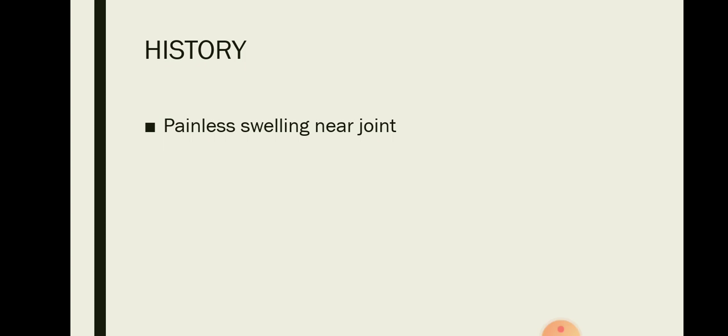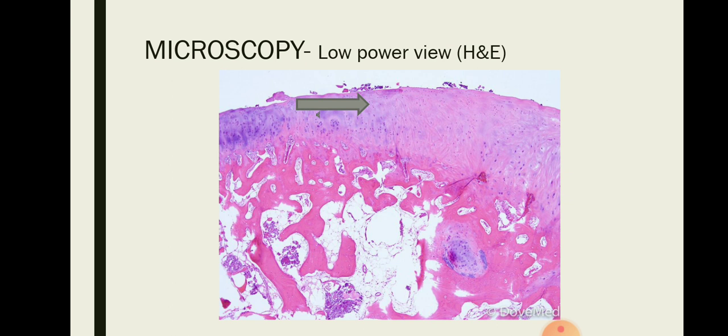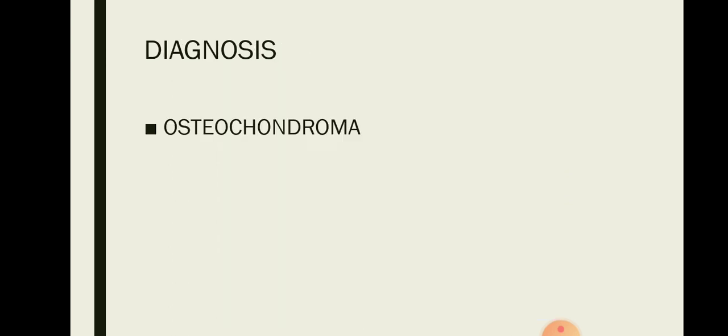History given to us was painless swelling near joint. This is the microscopic image of H&E stained section of bony tissue. On low power view, we can see cartilaginous cap having hyaline cartilage containing numerous lacunae and chondrocytes, below which are mature cancellous bone and some fat spaces. So my diagnosis is osteochondroma.